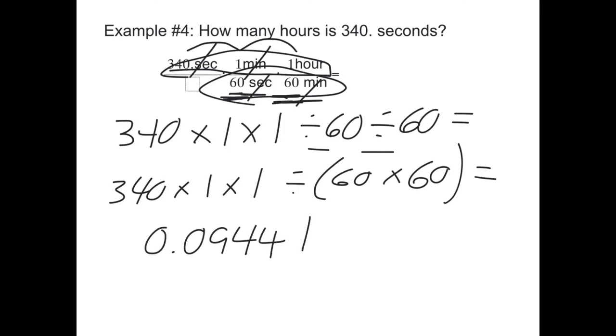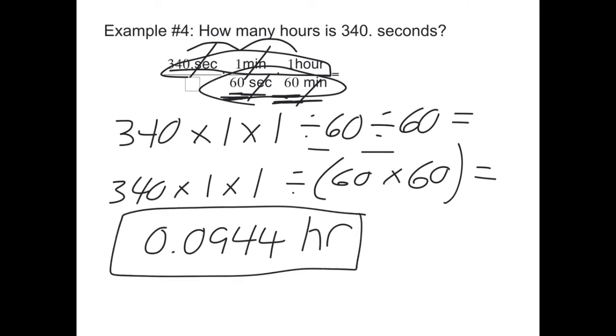0.0944 hours. So 340 seconds is considerably less than an hour, which makes sense. If you count to 340, you'll be well within an hour. It's a very small portion of an hour. Okay, box my answer, and that's the setup for that one.